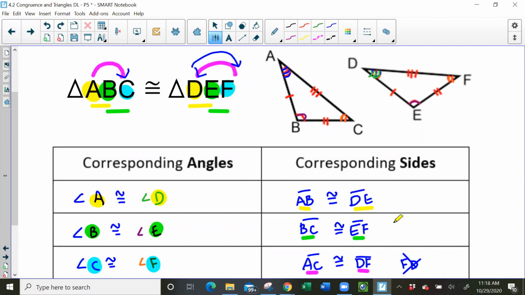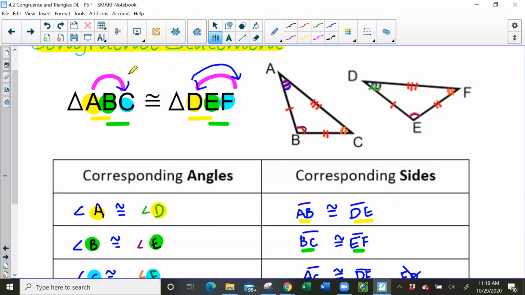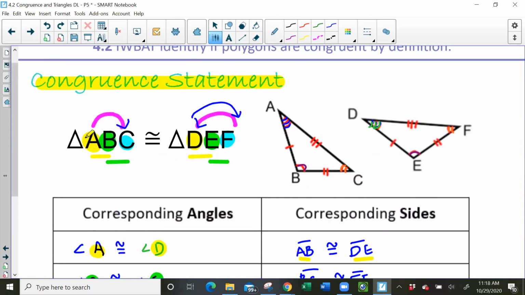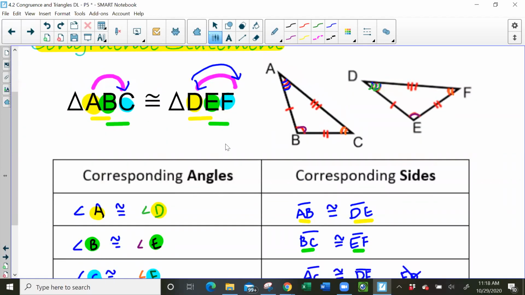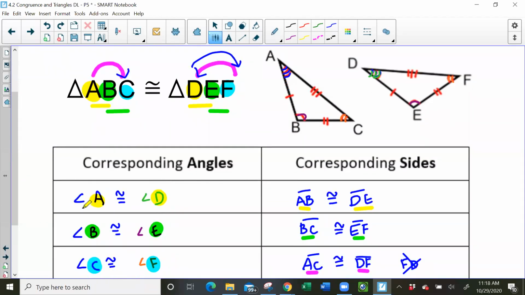So hopefully that makes sense. And as we go along, maybe you'll see what I'm talking about when we do some of our other examples. So that's a congruence statement, and sometimes you will need to write these congruence statements. I think the easiest way to write your congruence statement is by looking at the angles, and then check to make sure you have it right by looking at the sides. So look to see that angle A corresponds to D, so I would put D first.